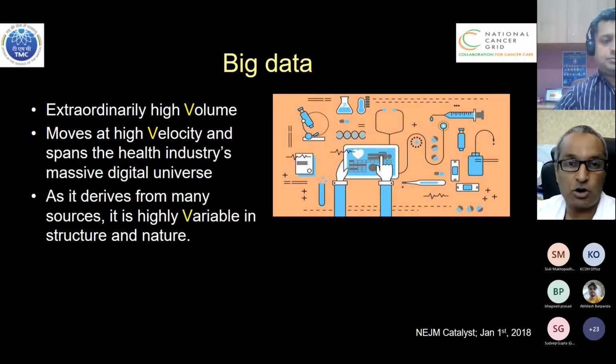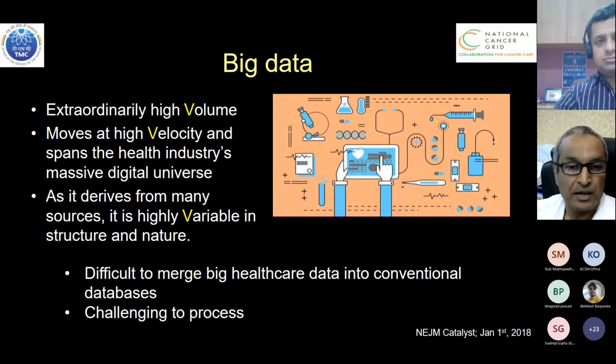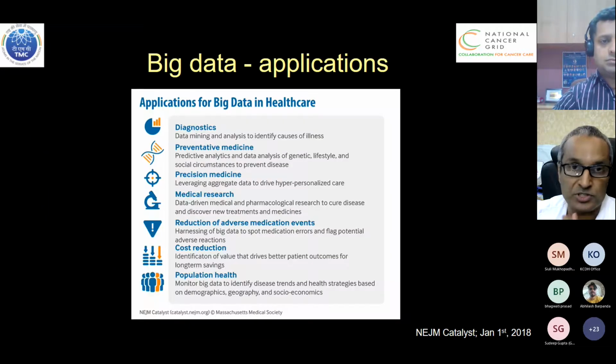The problems about big data are the three V's. The first V being extraordinarily high volume. The second being that it moves at very high velocity, and it spans the breadth of the health industry's pretty massive digital universe. But the problem also exists that because it is derived from many sources, and because of the lack of standards in data with many of these sources, including imaging devices, it is highly variable. And the result is that it becomes fairly complex to merge these big healthcare data into conventional databases and make sense out of them without using big data or AI. And therefore, it is quite challenging to process.